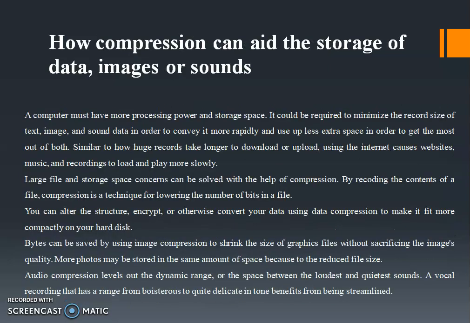How compression can aid the storage of data, images or sounds. A computer has more processing power and storage space. It can be required to minimize the file size of text, image and sound. Data is compressed to convey it more rapidly and use up less extra space in order to get the most out of both. Similar to how huge files take longer to download or upload, using the internet causes websites, music and recordings to load and play more slowly.